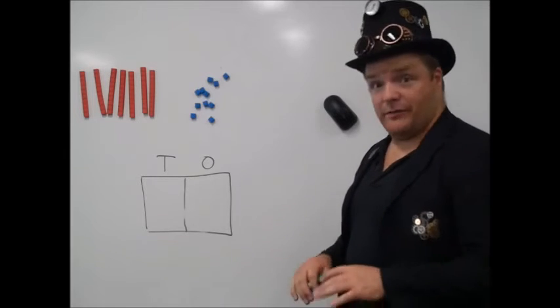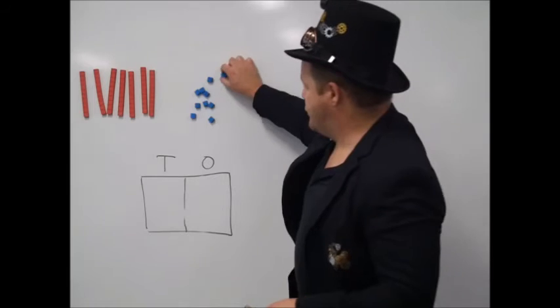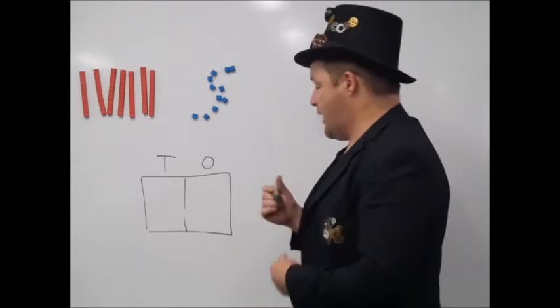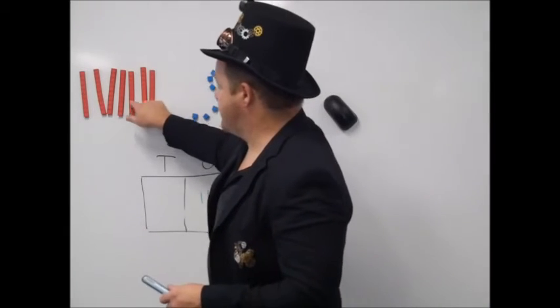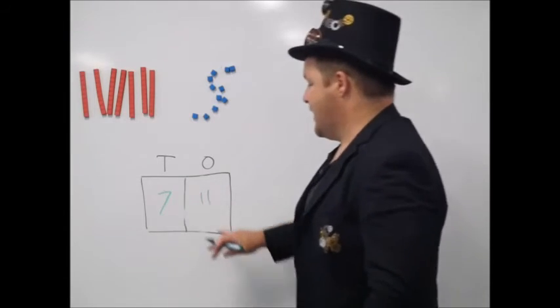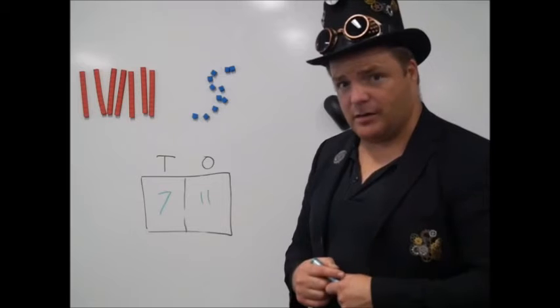Now we have another question. And what we're going to do, we're going to count our units together again. We're going to go 2, 4, 6, 8, 10, 11. Now at the moment we have 11 ones. 1, 2, 3, 4, 5, 6, 7. I have 7 tens. Now, the problem here is, this looks like 711.